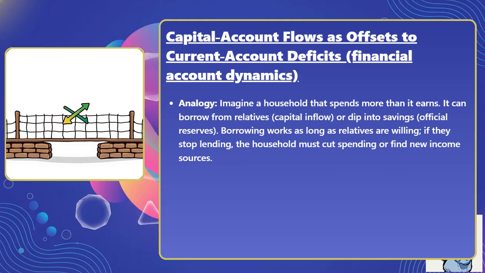Analogy: imagine a household that spends more than it earns. It can borrow from relatives, capital inflow, or dip into savings, official reserves. Borrowing works as long as relatives are willing. If they stop lending, the household must cut spending or find new income sources.